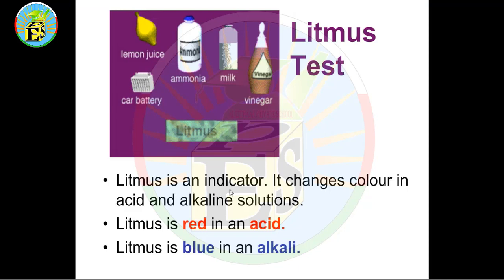Litmus is an indicator. It changes color in acid and alkali solutions. Litmus is red in an acid and litmus is blue in an alkali. So litmus paper gives a red color with acid and a blue color with alkali.